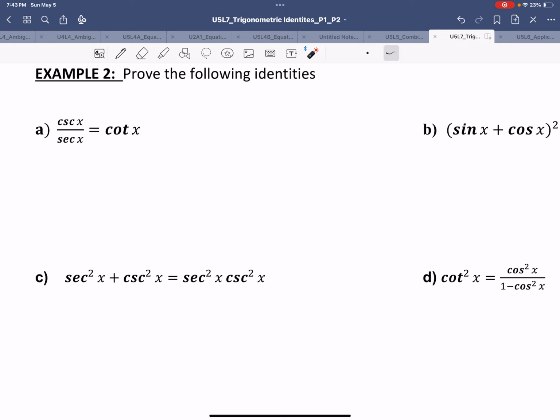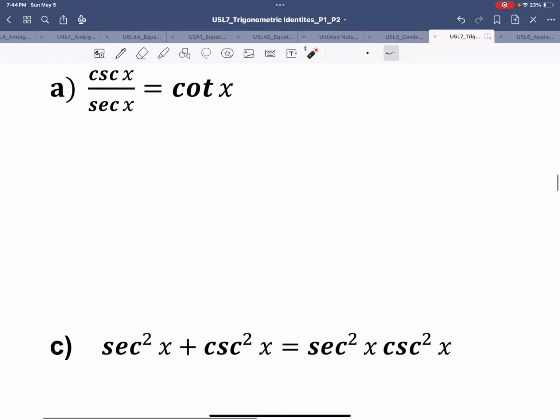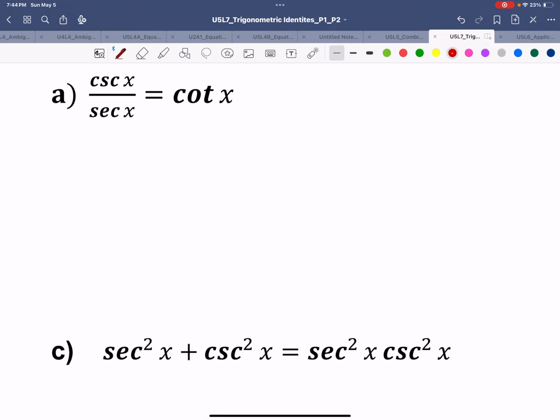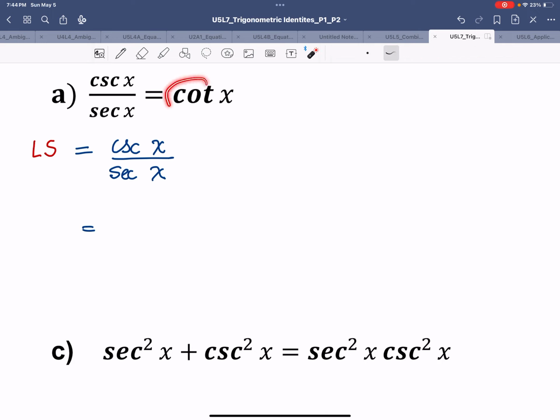We want to pick the side that has more terms, which means more opportunities to transform it and simplify. Now, as you can see here, you have two different trig ratios, and on the right side, we have only one trig ratio, so obviously the choice will be the left side. So we're going to start working with the left side, and I always like to write the left side the way it is, cosecant of x divided by secant of x. So remember, we are trying to get to cotan x.